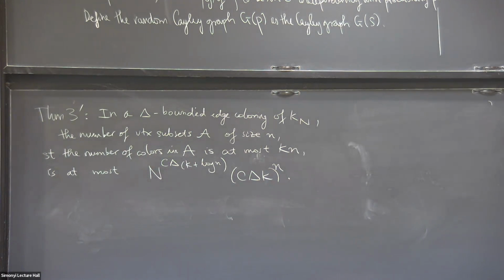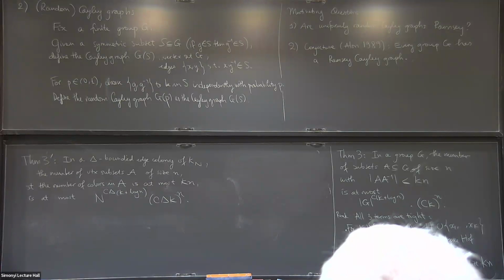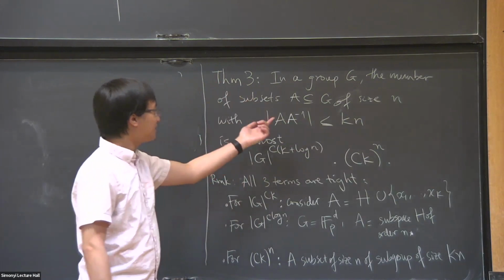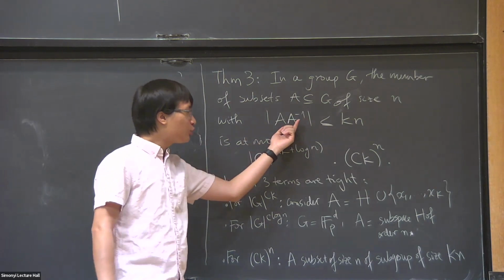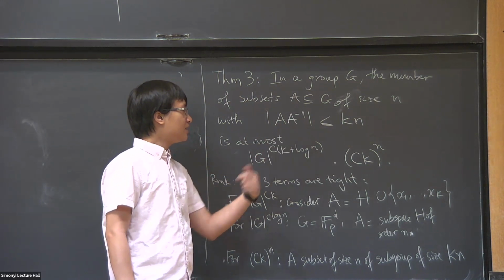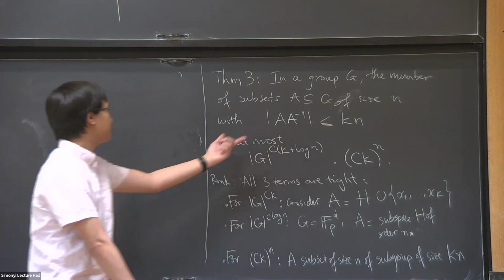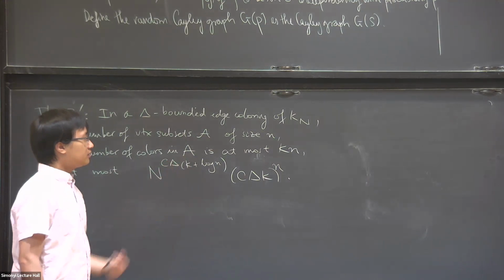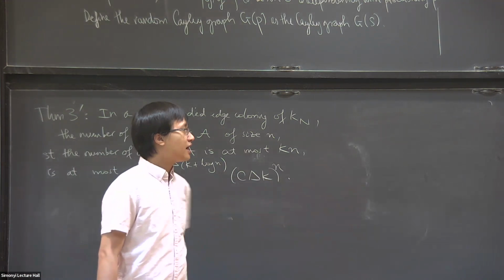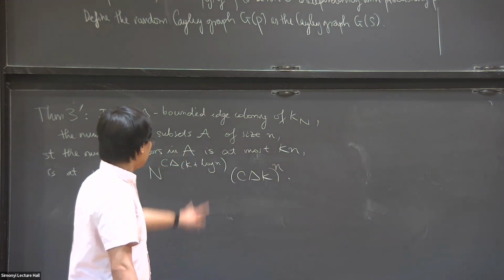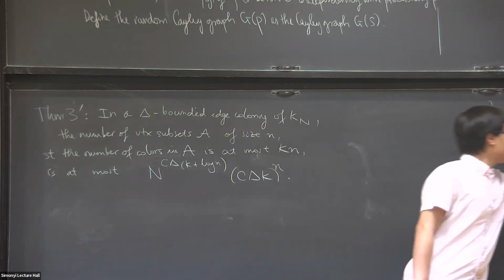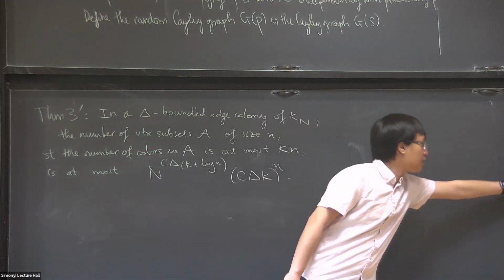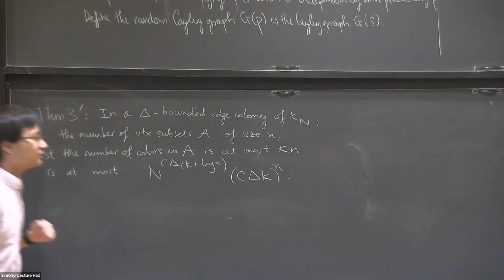Ck becomes C times delta times K to the power little n. So we see that the size of the product set, or in fact, this notion of the number of equivalence classes that show up in the product set A times A inverse, is exactly just the number of colors that appear in the vertex set A in the associated edge coloring to the group. So this corresponds exactly to this condition, and the count that we get here corresponds to the count that we claim in the group theoretic setup.